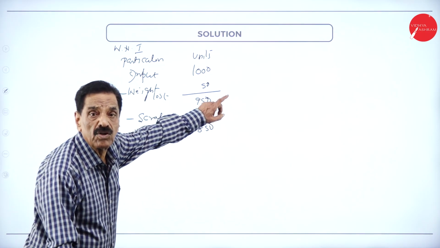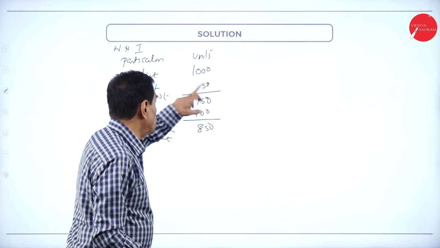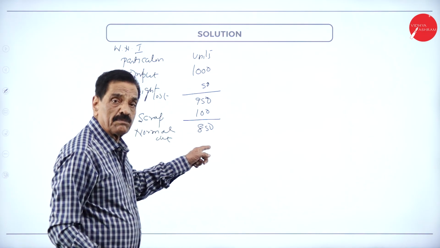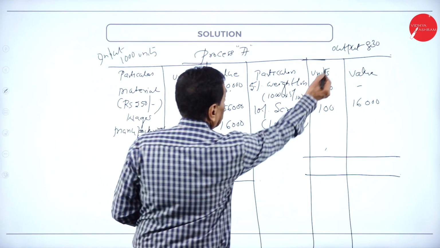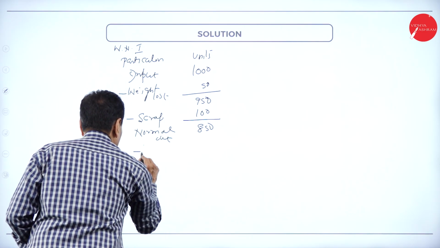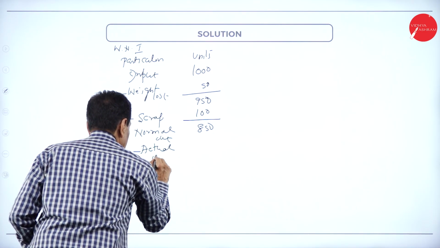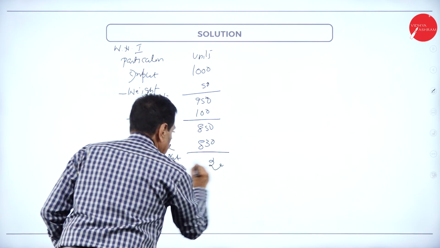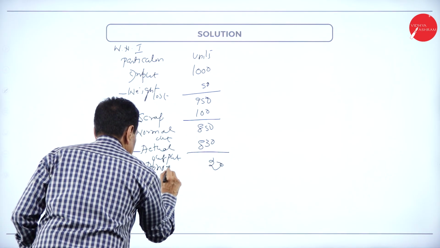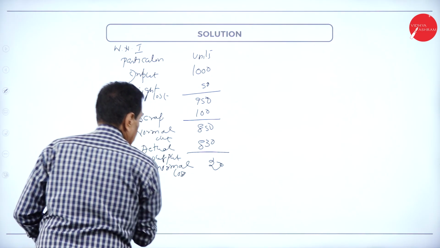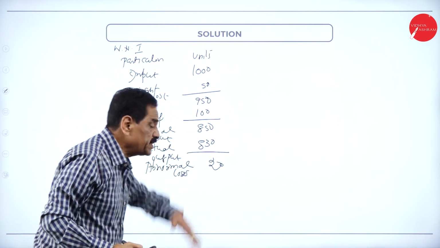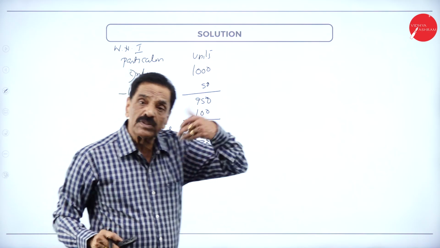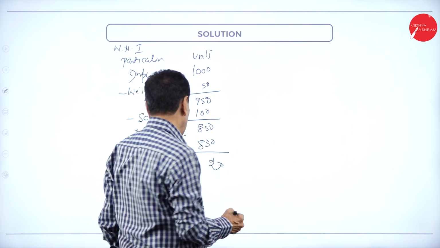So you introduce how many units? 1,000 units. How many weight lost? 50 units. Then 950 is there. How many scrap? 100 units. What's the standard output? Normal output is 850. But as per the problem, actual output is 830. The difference is 20, which is called abnormal loss. Your standard is 850. Less than 850 comes abnormal loss. More than normal output is gain. Less than normal output is loss. This is working note number 1.